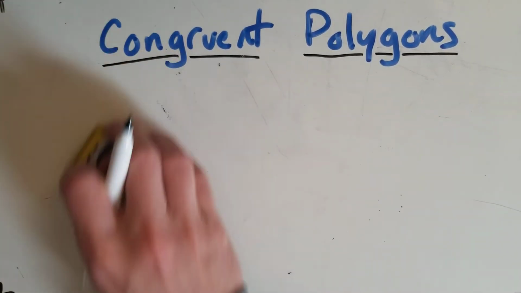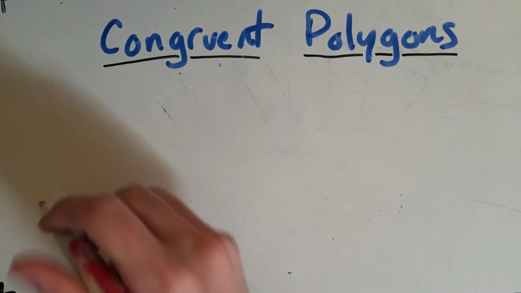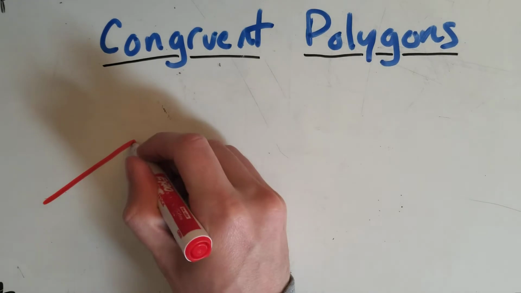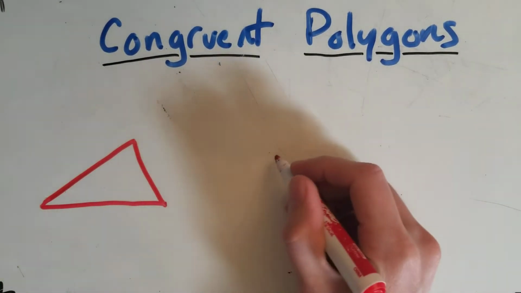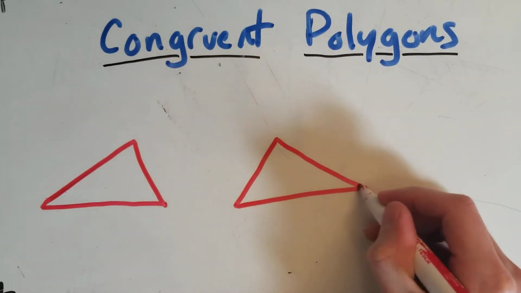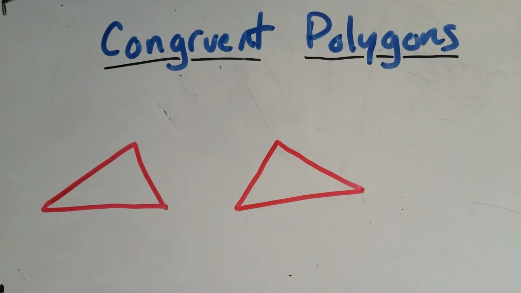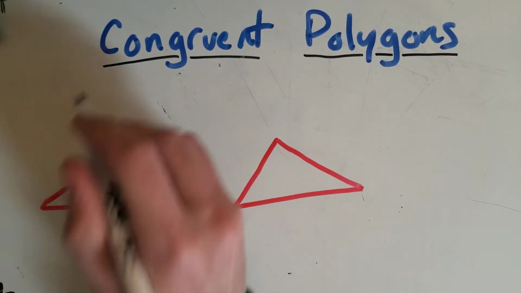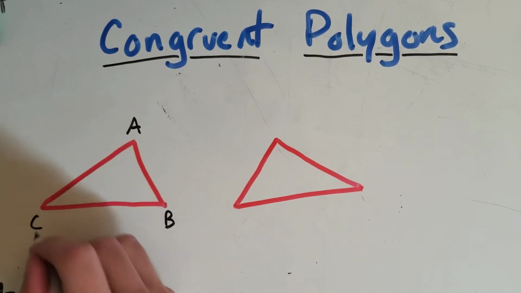Now when we have congruent triangles, there's some special parts. And we're going to go back to an old vocabulary word here. We're going to talk about the corresponding parts. So we talked about corresponding angles way back when we were doing transversals. So corresponding parts of different shapes are going to be the parts that match up together.